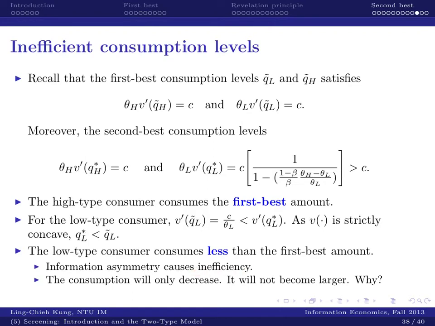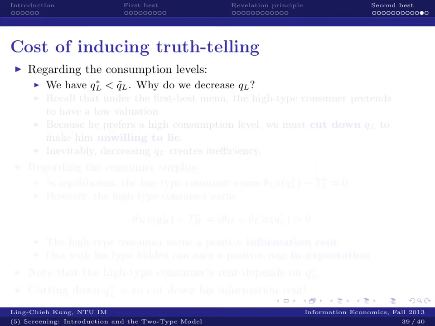Inefficiency somehow means deviating from efficiency, but it may be fewer or it may be larger. Why do we know here the consumption level will only be lower than the efficiency level? Think about this question for maybe 30 seconds and then see the answer in the next slide. So we mentioned that the consumption level must go down when we move from complete information to information asymmetry. Why does the seller want to decrease QL?